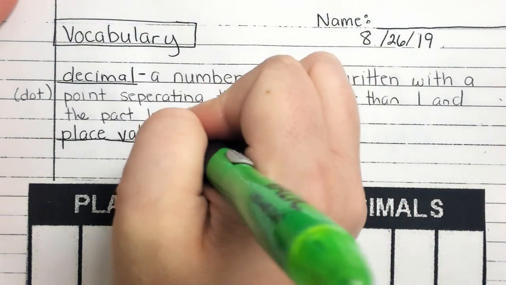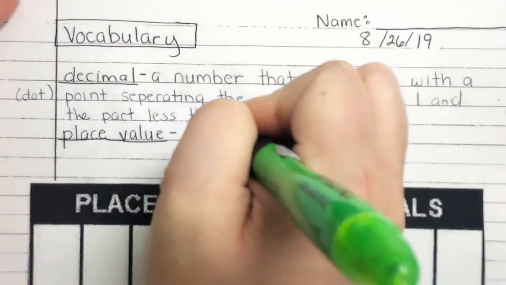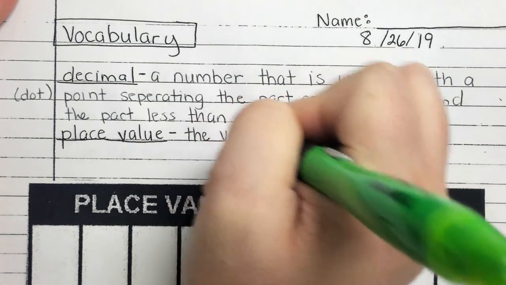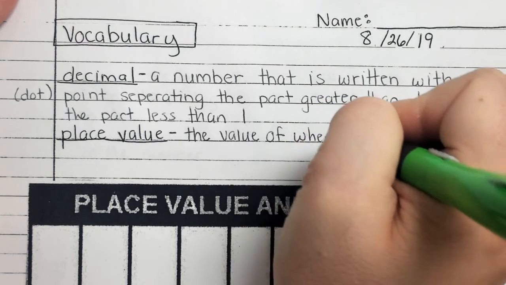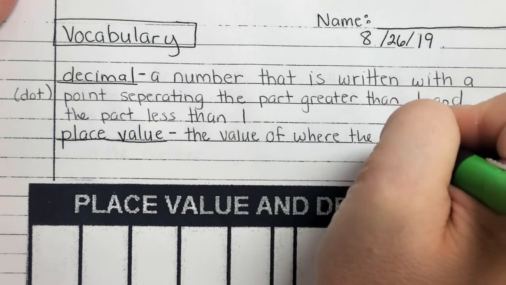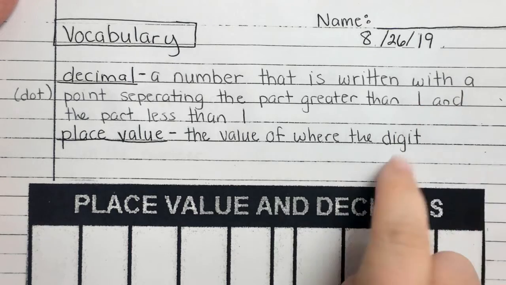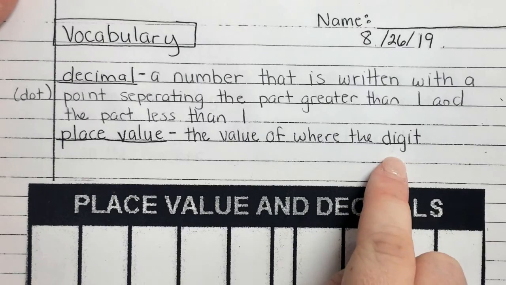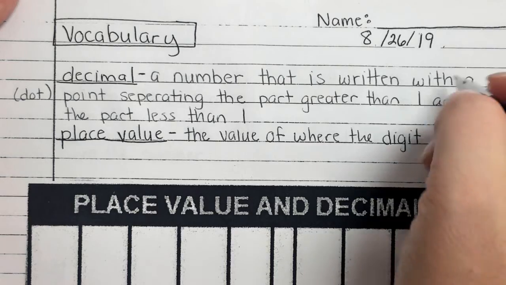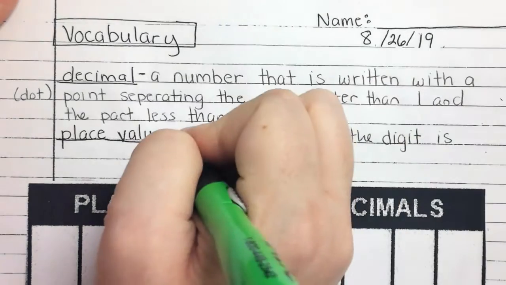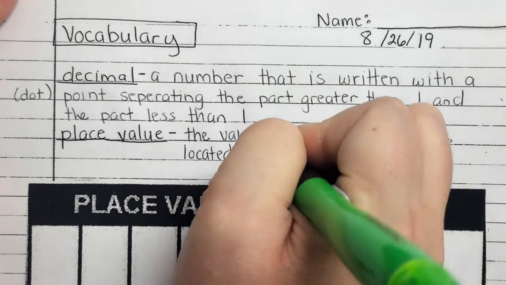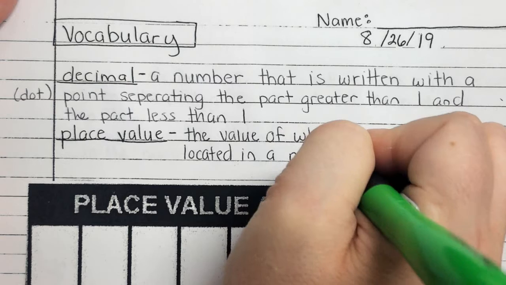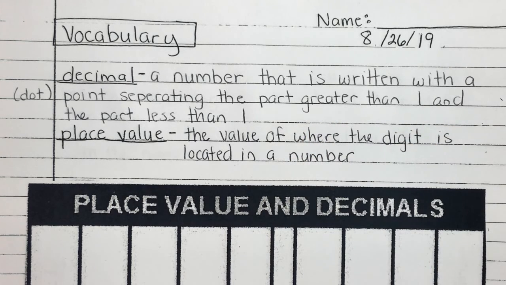The place value is the value of where the digit, which is another way of saying number, but we don't want to say number in a number, so we'll say the digit, is located in a number. When we're talking about a specific part of a number, we'll call that the digit that we're mentioning.